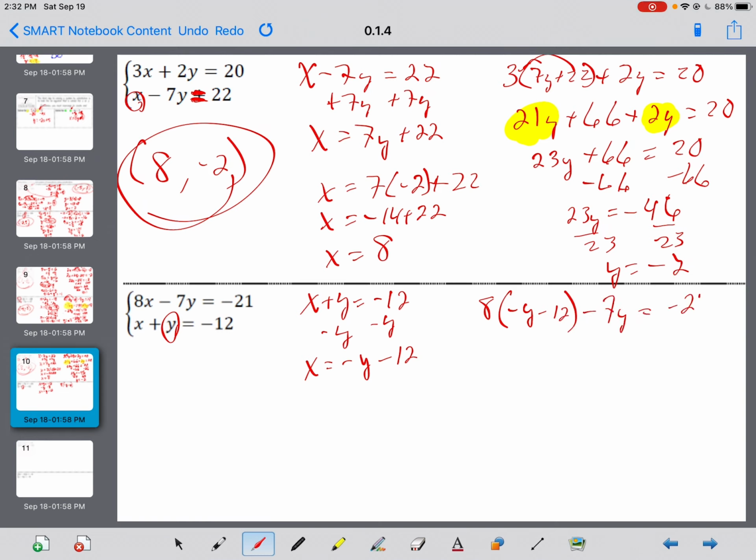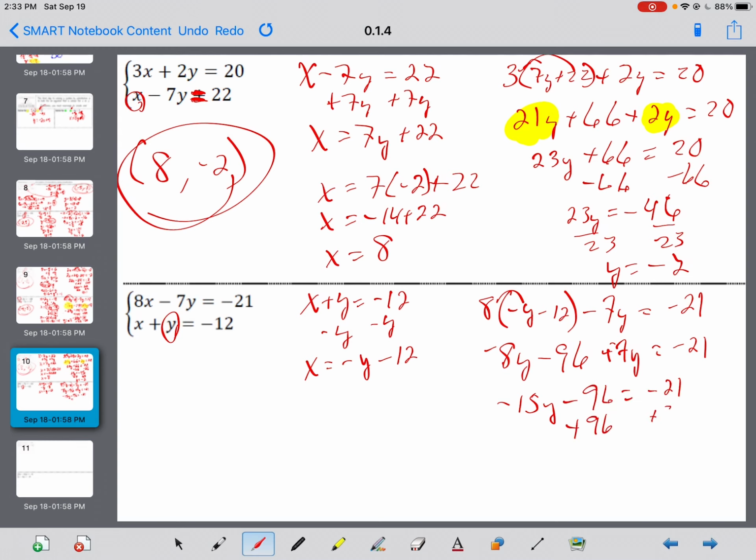Minus 7y equals negative 21. Negative 8y. Nope, still negative because 8 times negative, positive 8, so negative 8 times 12, 80 plus 16, 96, minus 7y equals negative 21. I may have chosen the way that is more math. Negative 8y, negative 7y gets more negative. So that's negative 15y minus 96 equals negative 21.